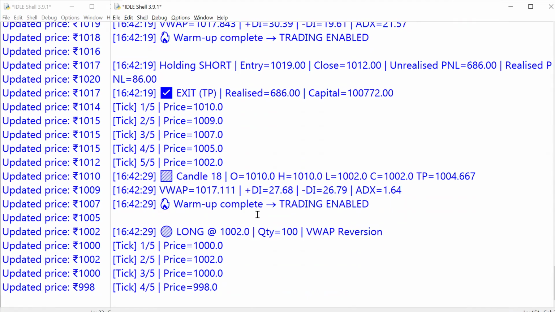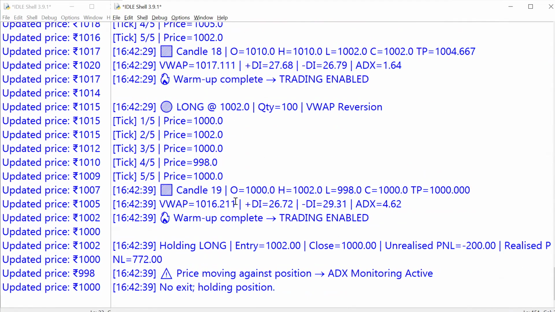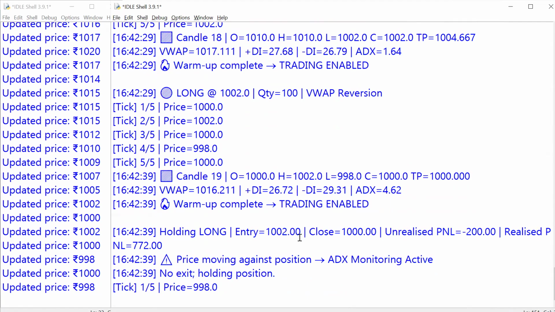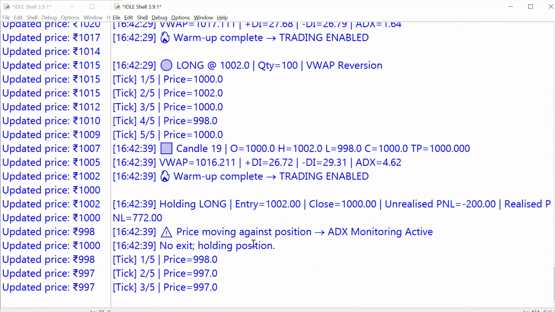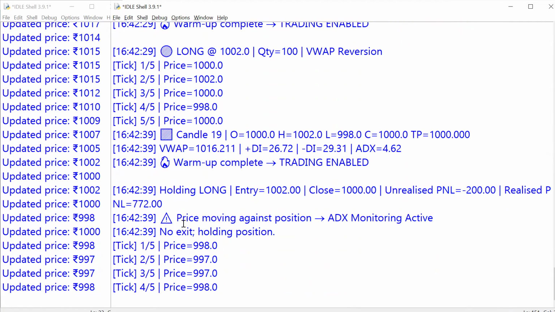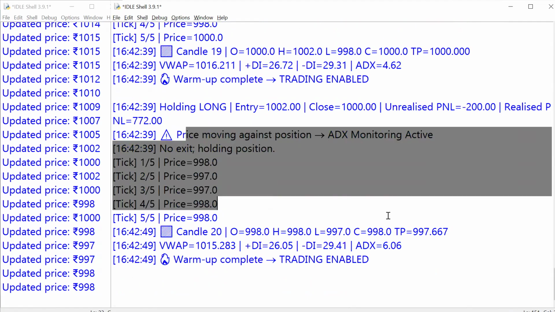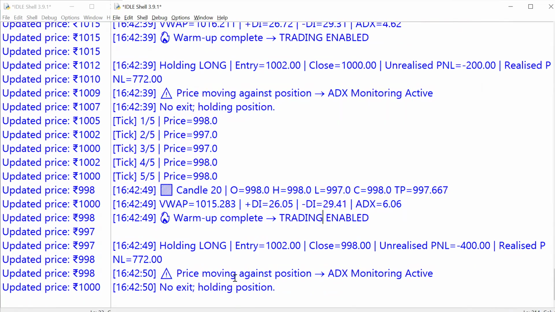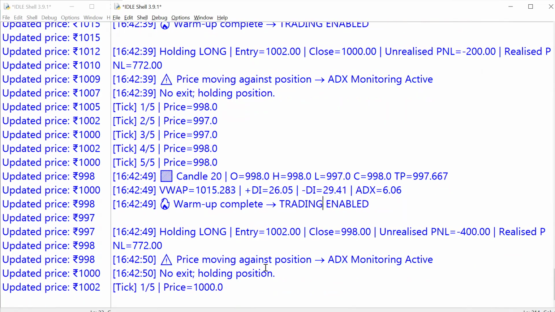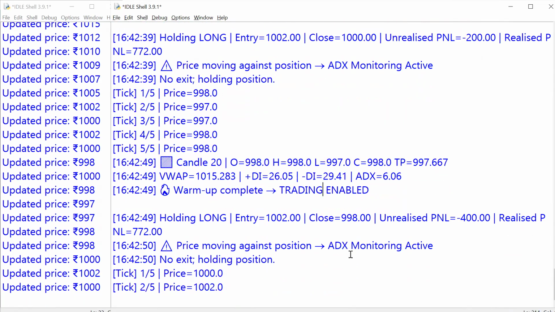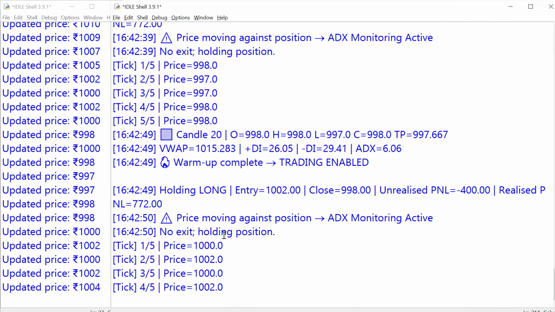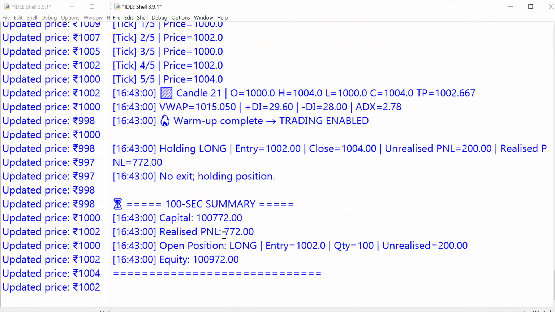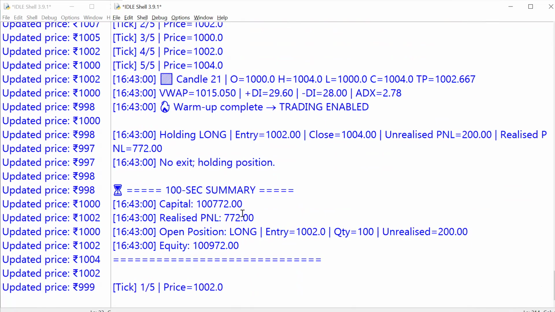Let me see. We have a long position at 1002. ADX is monitoring because the price is going against us. Okay, the price has reversed, no existing position because ADX has actively cut the position. ADX has actively cut the position. Now the current PNL is 700 rupees.